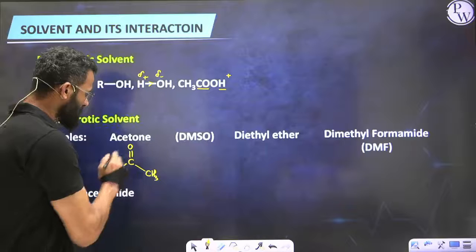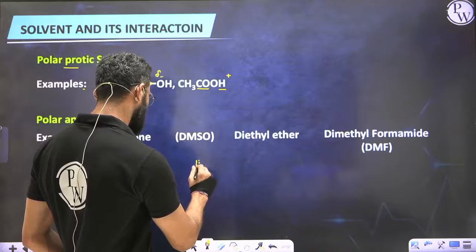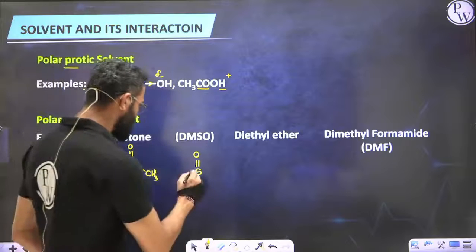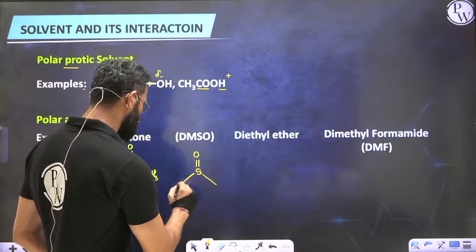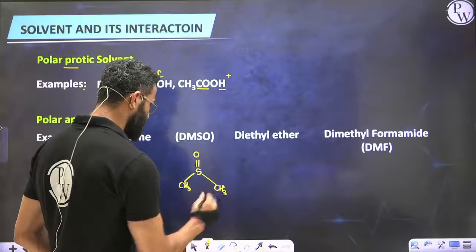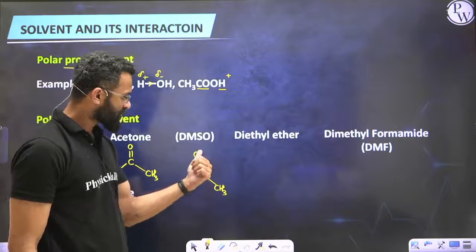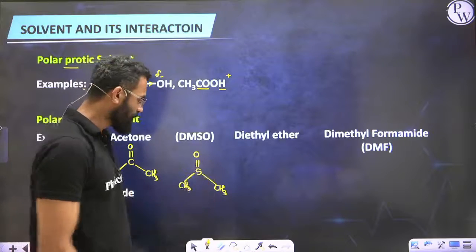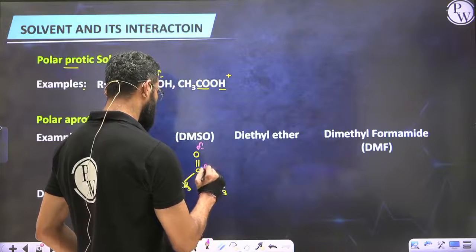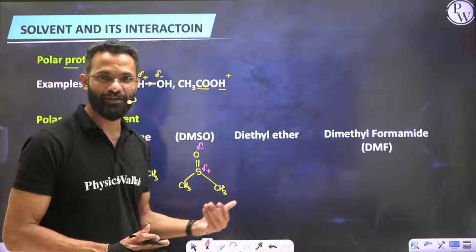Next is DMSO. Let's say instead of carbon, I take sulfur, so I have S double bond O. The only change I have made is that instead of carbon I have taken sulfur, and the rest I'm keeping as it is. So you call it dimethyl sulfoxide. Due to sulfur and oxygen differing in their electronegativities, O being more electronegative will acquire delta minus and sulfur will acquire delta plus, which makes it polar, but aprotic, because there is nowhere I can see hydrogen connected to a more electronegative atom.